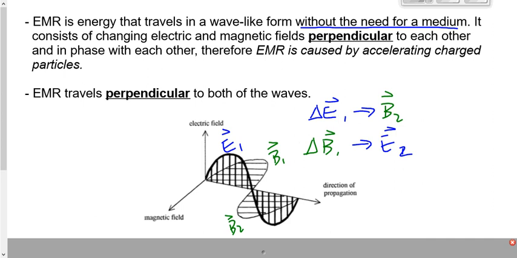Constant fields, nothing. Changing fields generate more changing fields. That's why we need an accelerating charge, because we don't get changing fields with a charge moving at a constant speed.